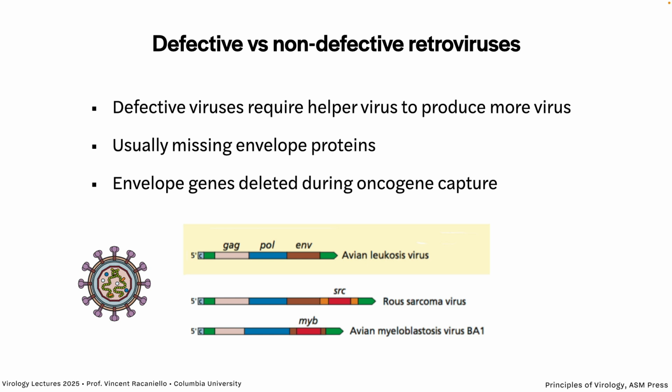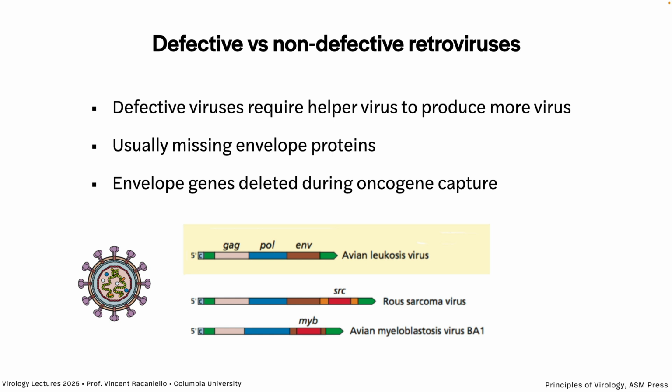So over the next 20 years, this is what people did, and they identified all of these genes that regulate cell growth. Now, just a few words on defective versus non-defective, right? Defective viruses need a helper, another virus to help grow, because the cellular oncogene has gone into one of their genes and disrupted it. Usually they're missing envelopes, and these genes are deleted during oncogene capture, which I'll show you in a minute. And there's an example of avian leukosis virus.